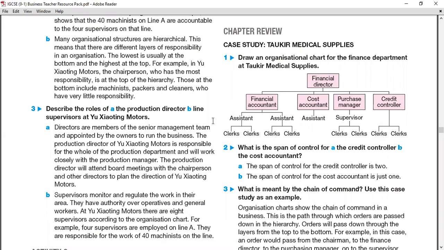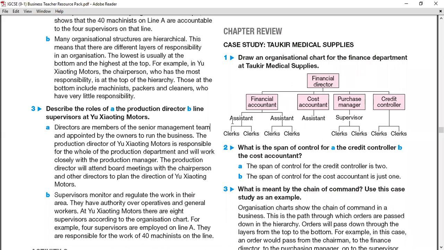You can see this case study, Takir Medical Supplies. The organization chart comes under the finance department, and under the finance department there are four main managers: the financial accountant, cost accountant, purchase manager, and credit controller. These are the four managers under the finance director.